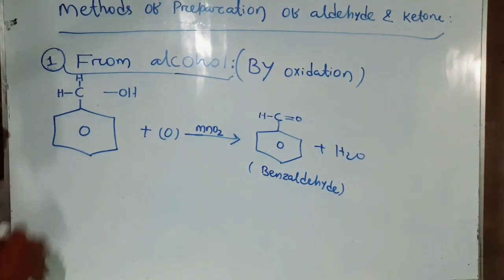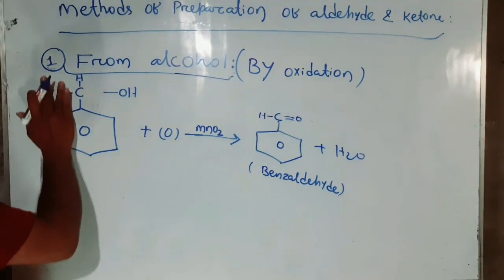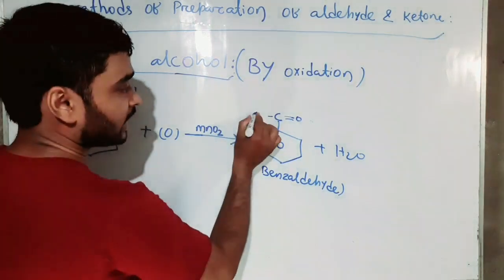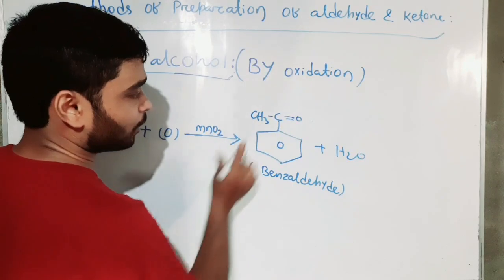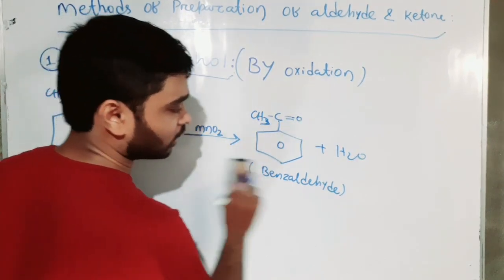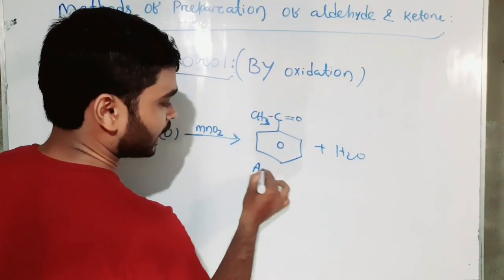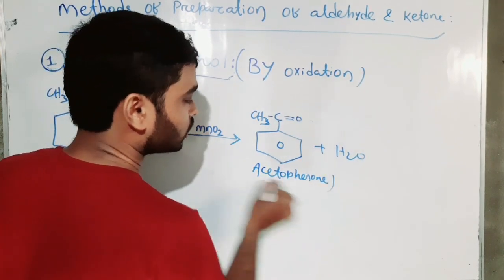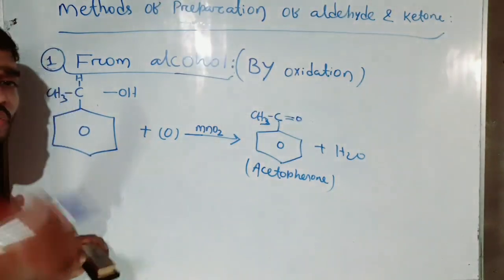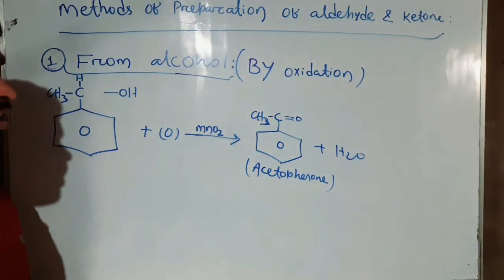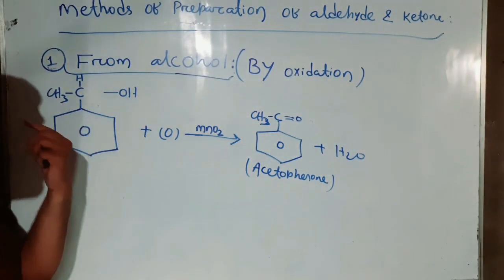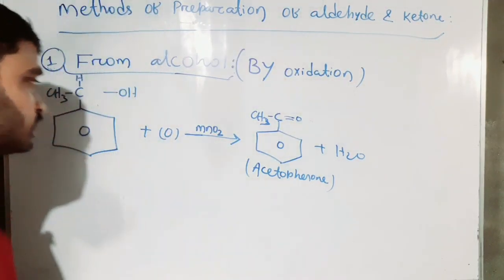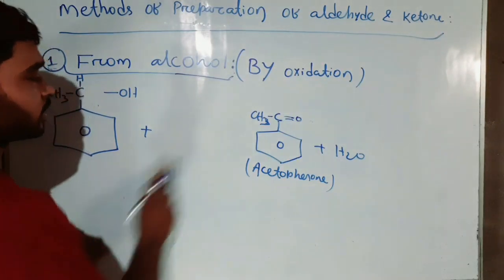Similarly, if you change the hydrogen here, it will result in the formation of acetophenone. It is the formula for acetophenone, which is the ketone in the aromatic section. In this way, you can go for the dehydrogenation process. So I am also writing the dehydrogenation of alcohol by passing it through a red hot copper tube. You can also go for this.